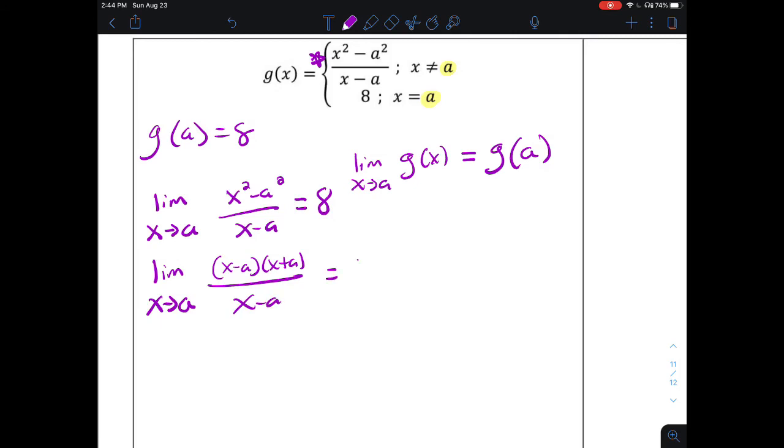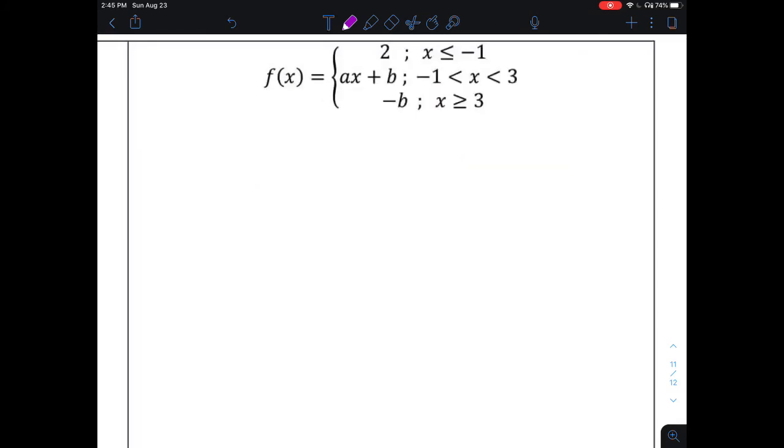It's equal to 8. Now I can cancel out these two parts here, and I get the limit as x approaches a for x plus a is equal to 8. Now what I would do, just as if I was evaluating the limit as x approached a number, is take what x is approaching and put it in for x. So that's going to give me 2a is equal to 8. And then divide by 2, and I get a to be 4.